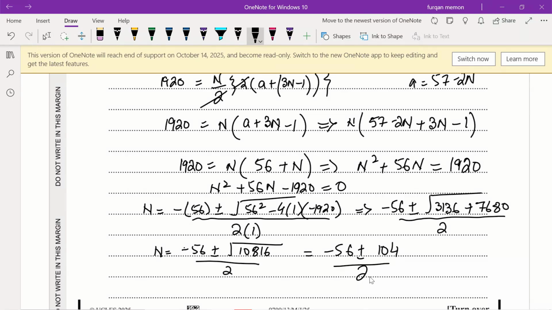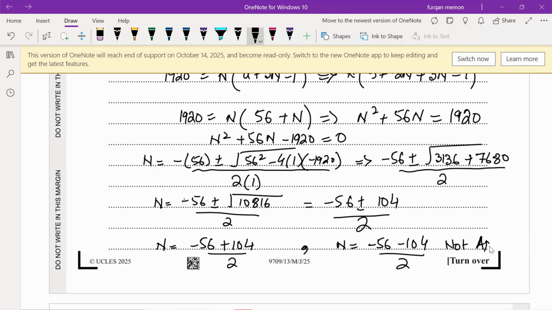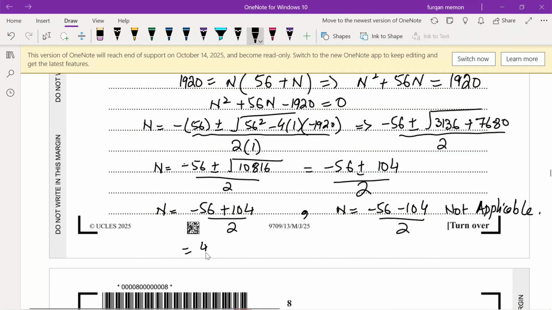The square root of 10,816 is 104, over 2. So we have two values of n. One is negative 56 plus 104 over 2, and the other is n equals negative 56 minus 104 over 2. In the second case n is negative, so this is not applicable. So we have 48 over 2, and n equals 24. So the positive value of n, which is 24, is applicable.